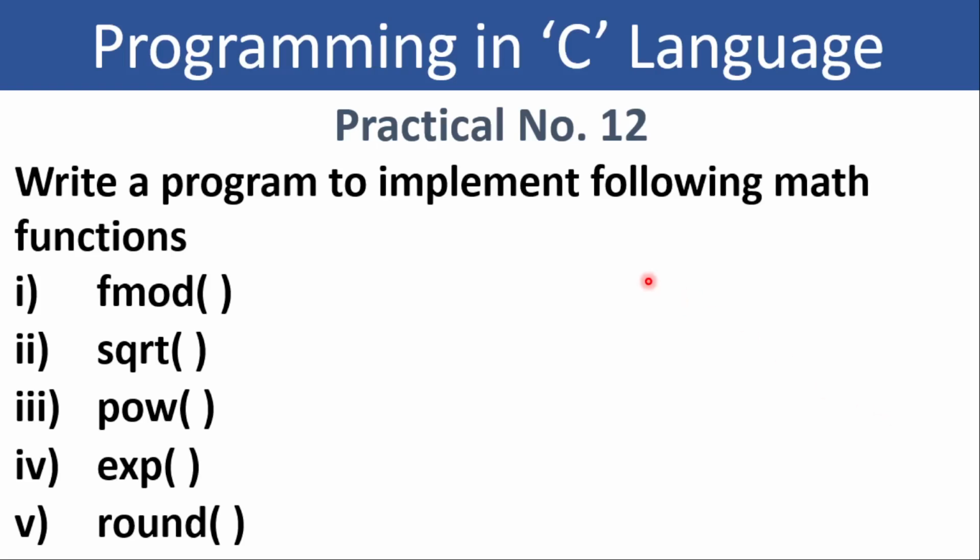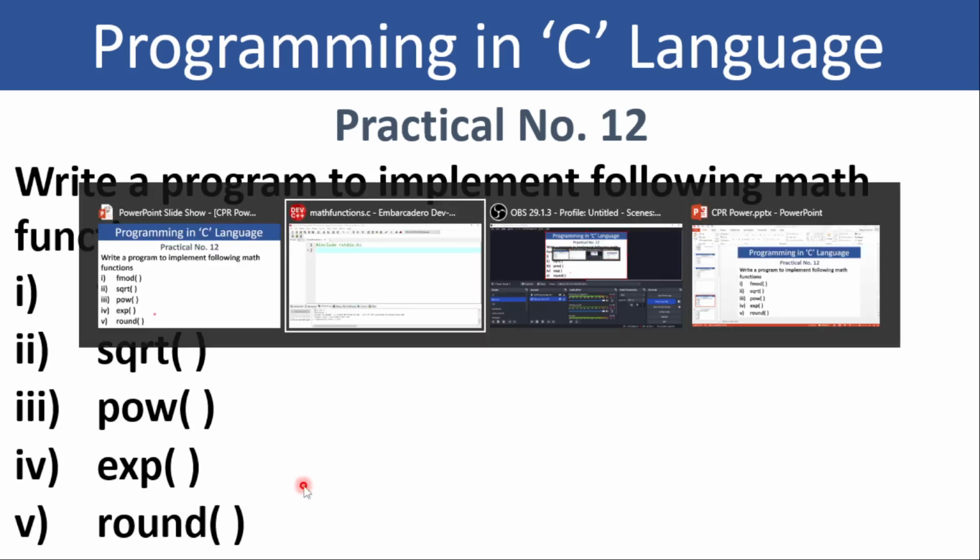This video is about practical number 12 of programming in C language subject. We have to write a program to implement the following math functions: fmod, sqrt, pow, exp and round. Let us straight away move to the programming environment.